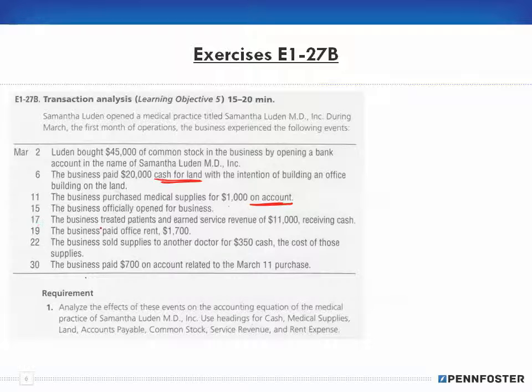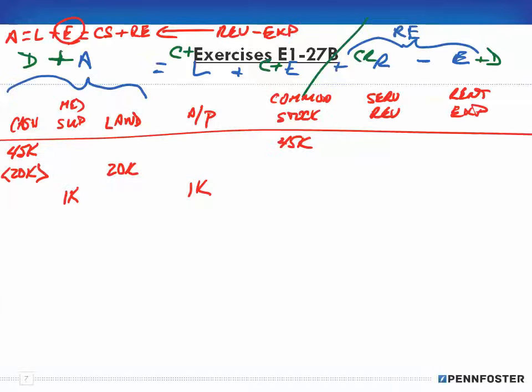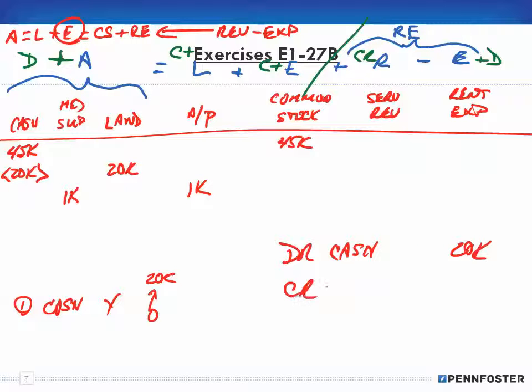Now on the 17th, the business treated patients and earned service revenue of 11,000 receiving cash. Okay. So first question is, did I affect cash? And the answer to that was yes. Why? Because my cash increased from 0 and increased $20,000 more. Okay. So by now we know cash is an asset. I debit my assets when it increases. So debit the cash of 20,000. Right? That means I have to credit something else.